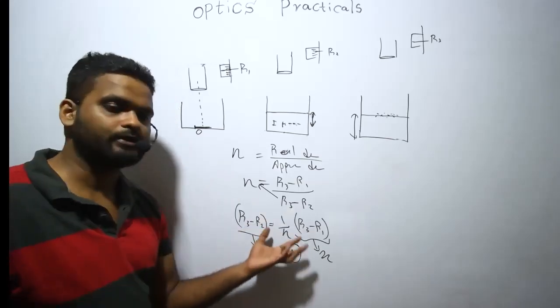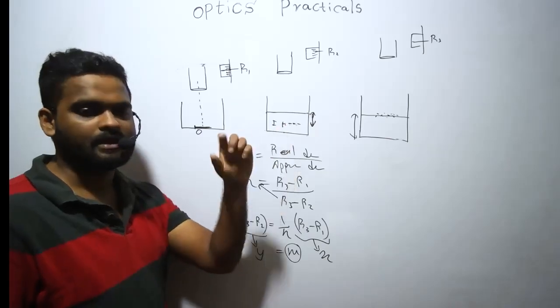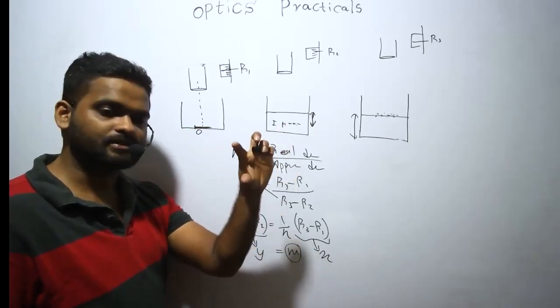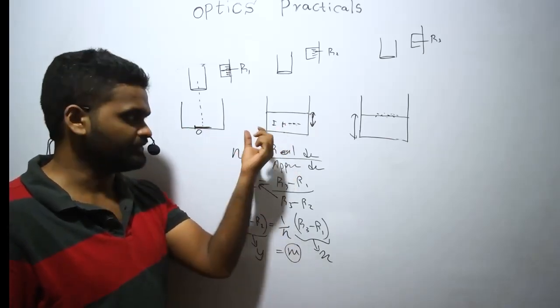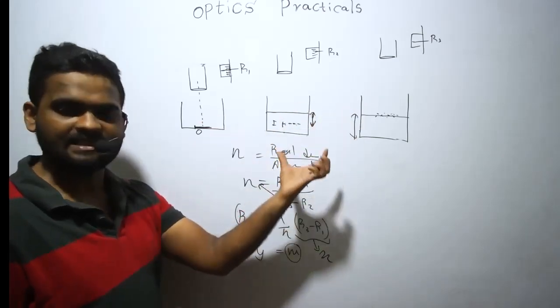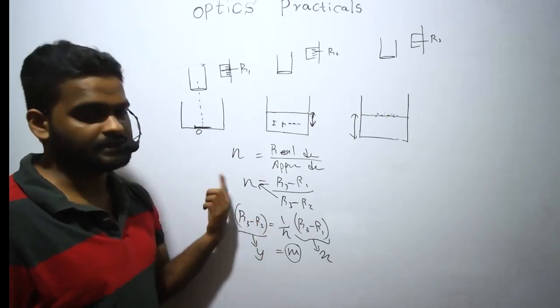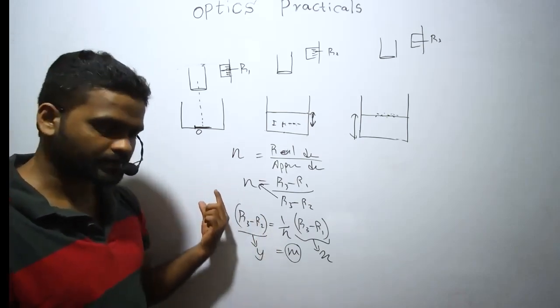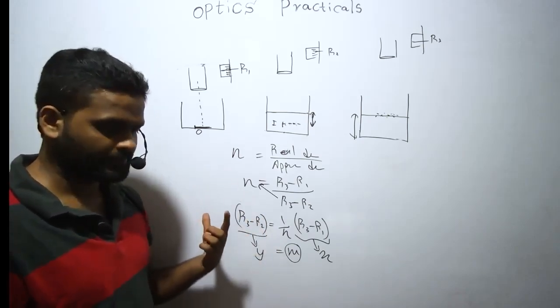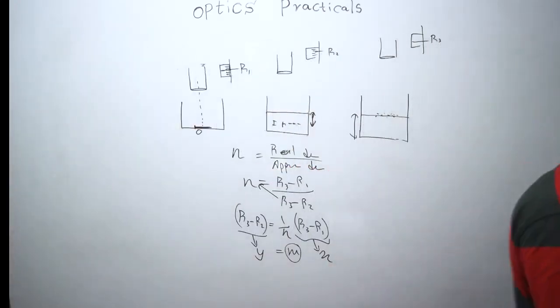So this is a more accurate method. But we could do this for the liquid, right? Because we cannot change the thickness of a glass, but we can change the depth of a liquid easily. For the glass, we cannot do this. That's why earlier we couldn't go for a graphical method, right? But in this case, we can. Okay, take it down and thumbs up if you have taken it down.